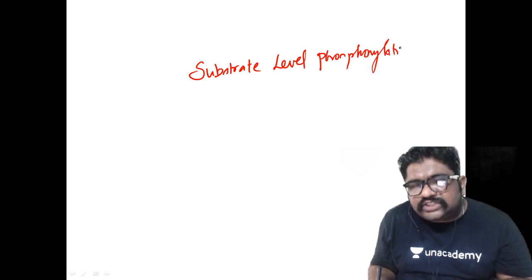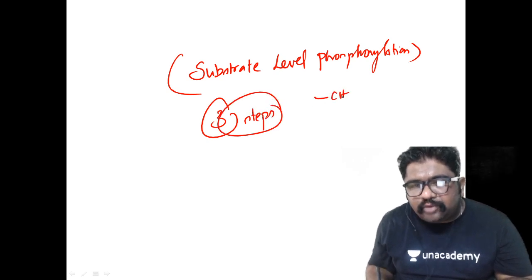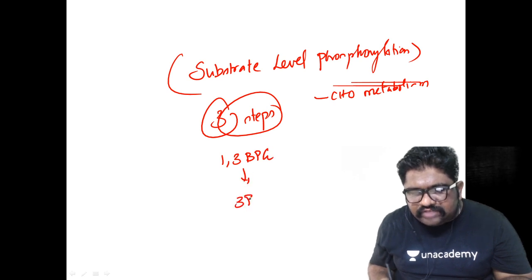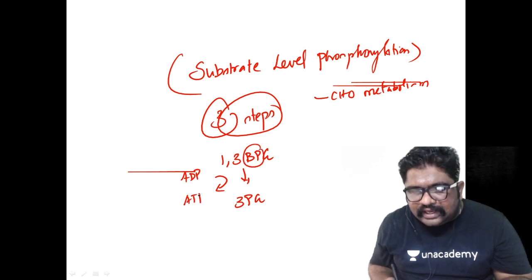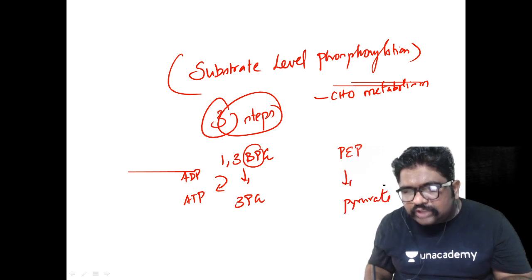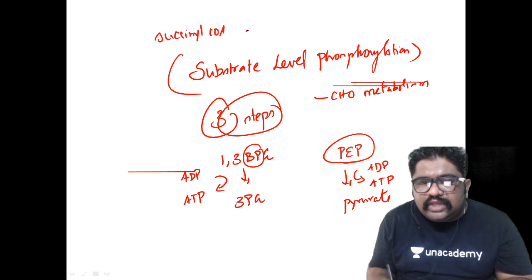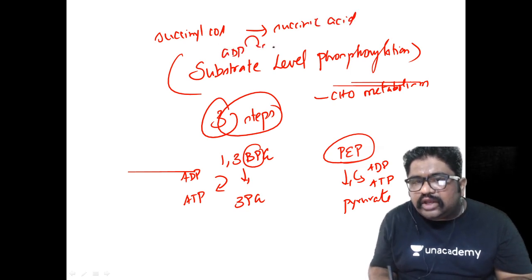For MBBS students, still PG aspirants, you have to know the three steps of the whole of carbohydrate metabolism where you come across substrate level phosphorylation. Point number one: 1,3 bisphosphoglyceric acid becomes 3-phosphoglyceric acid, where if I throw in an ADP, one of the phosphates will become ATP. The next one is phosphoenol pyruvate becoming pyruvate. The phospho part of the phosphoenol pyruvate will give out another ATP. The next step is succinyl CoA becoming succinic acid, where I throw in GDP, it comes out as GTP.